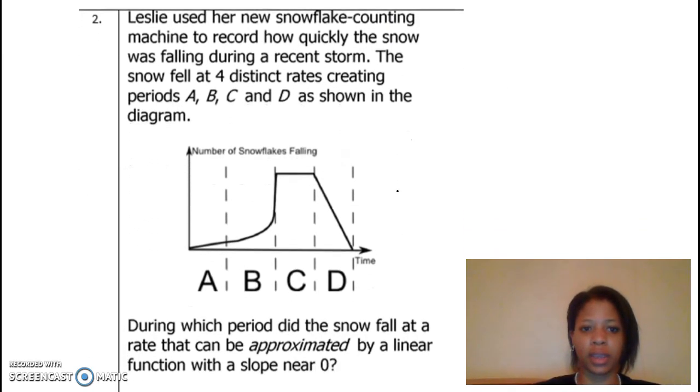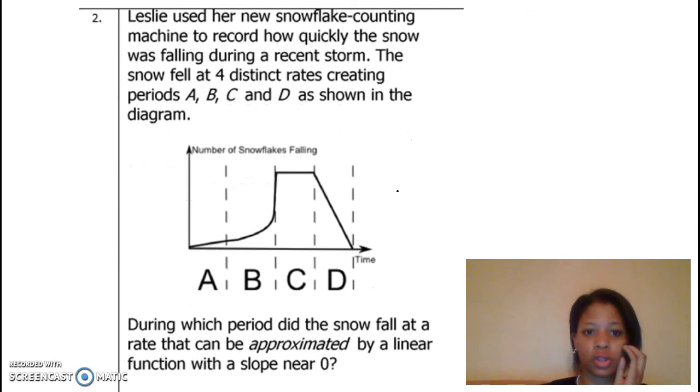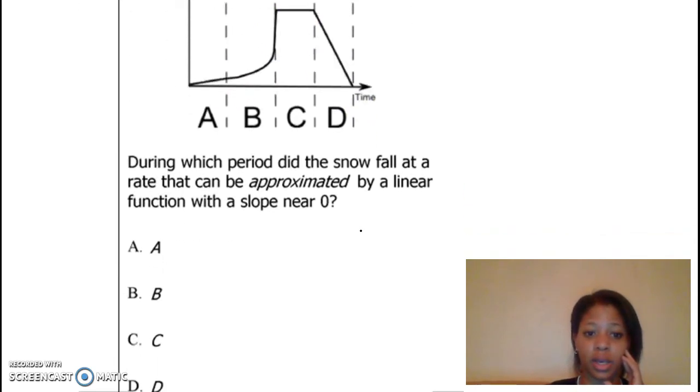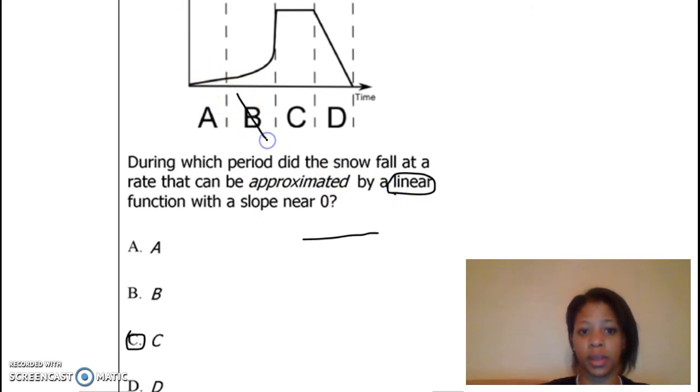This says, Leslie used her new snowflake counting machine to record how quickly the snow was falling during a recent storm. The snow fell at 4 distinct rates, creating A, B, C, and D. It says, during which period did the snow fall at a rate that can be approximated by a linear function with a slope near 0? So remember, I told you before, a slope of 0 means a horizontal line. So automatically, we should know our answer is C here, right? Another part that we can pay attention to is the word linear, which just means it should be a straight line. So it wouldn't be B. This is kind of straight, but it's not really near 0. This is the one most near 0. And this is linear, but this has a negative slope. Okay?